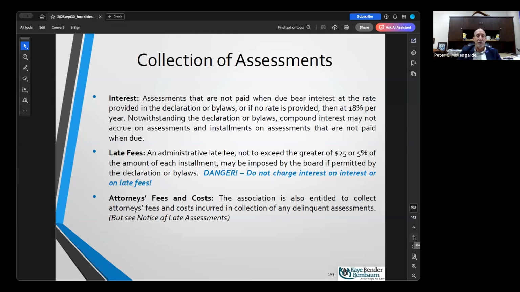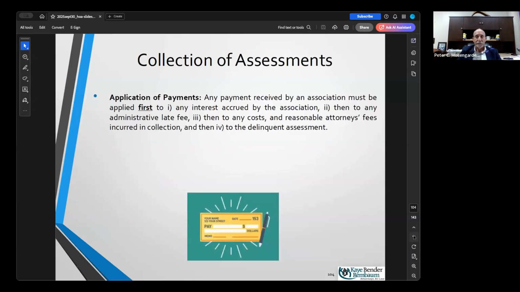Now, you're also entitled to collect attorney's fees and costs incurred in collection, but we're going to talk about notice of late assessment first. And as far as how payments are applied, any payment received by an association must be applied in this manner. This is pursuant to statute. First to interest accrued, then to any late fee, again, which are authorized, then to any costs and reasonable attorney's fees, and finally to the delinquent assessment.